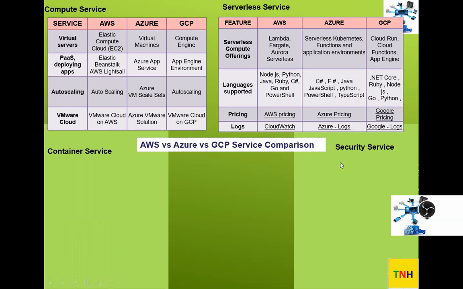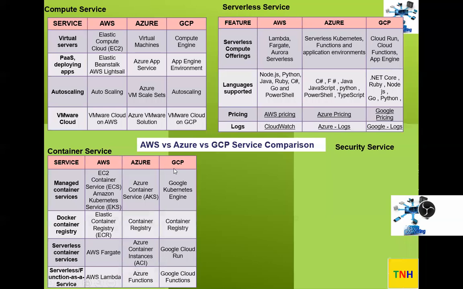Okay, then comes the container service. This is another service offered by these vendors, containerization, one of the most popular. We have the managed container service. AWS says EC2 container service, actually it should be ECS, Elastic Container Service. And again, they have another one, Amazon Kubernetes Service, EKS. The two offerings are there. And Azure has AKS, and Google has the GKE.